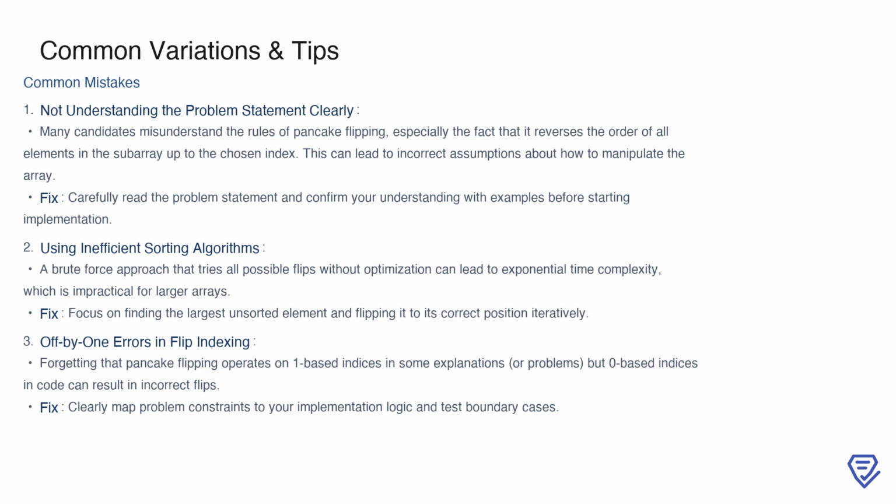Another mistake is relying on inefficient sorting algorithms. A brute force approach that tries all possible flips can result in exponential time complexity, which is impractical for larger arrays. Instead, focus on finding the largest unsorted element and flipping it to its correct position iteratively. Finally, watch out for off-by-one errors in flip indexing. Pancake flipping may use 1-based indices in some explanations, but your code likely uses 0-based indices. Ensure that you map the problem constraints clearly to your implementation logic and test boundary cases to avoid these errors.